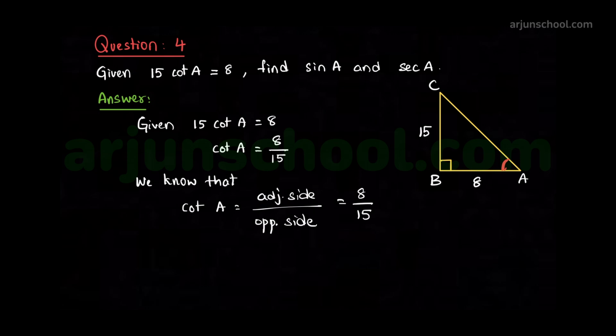Now please note that in trigonometry, whenever you get a ratio like cot A is equal to 8 by 15, you can safely take the sides in the same ratio, 8 and 15. This makes finding other ratios very easy. Find the hypotenuse using the Pythagoras theorem.